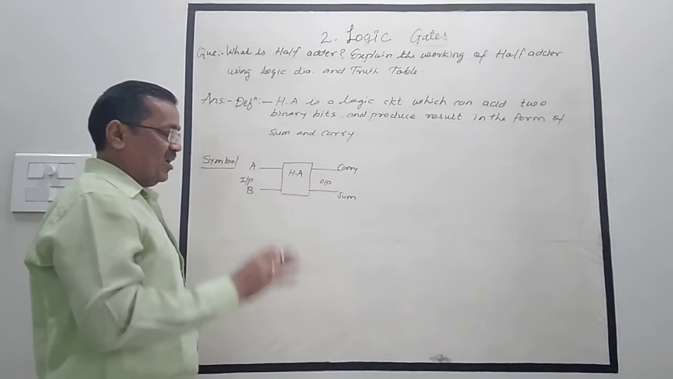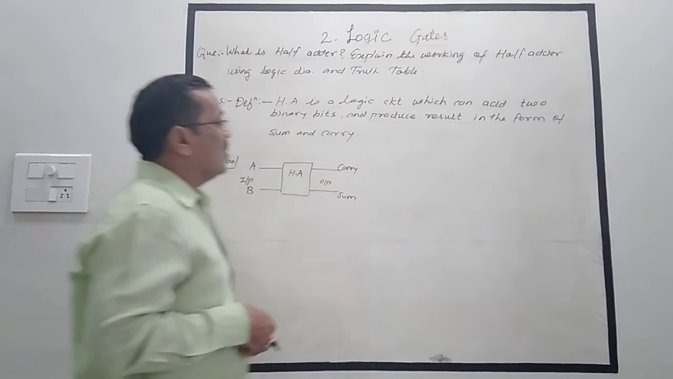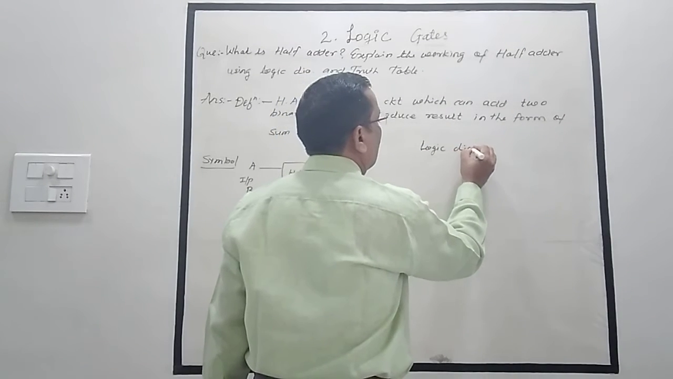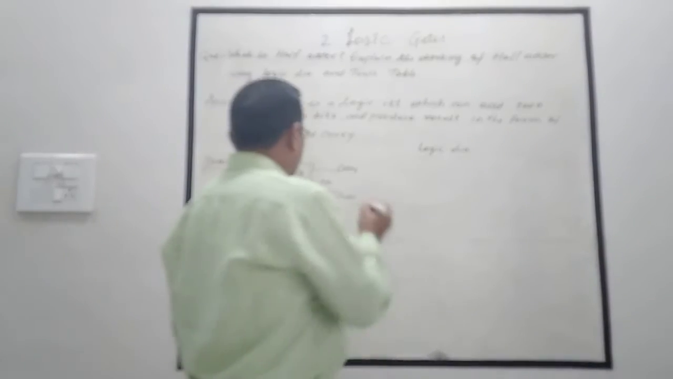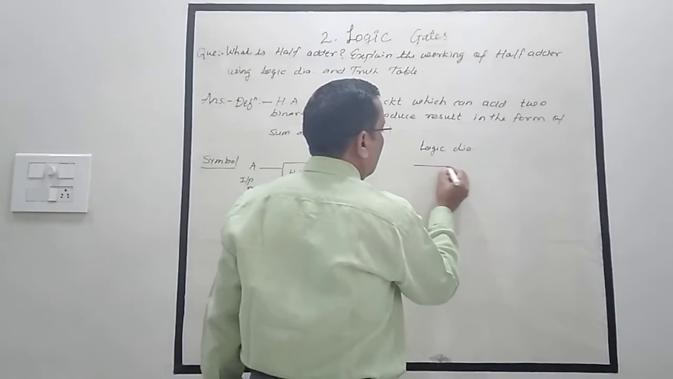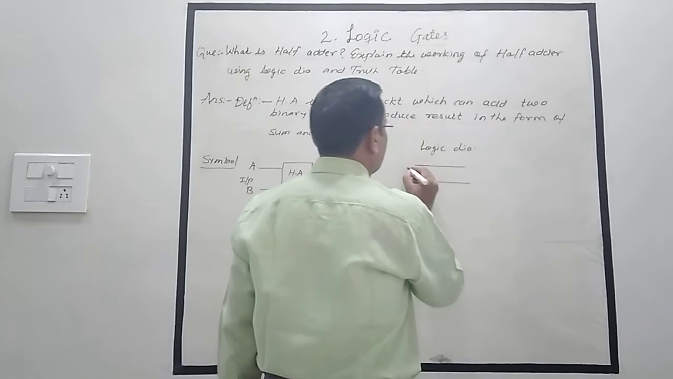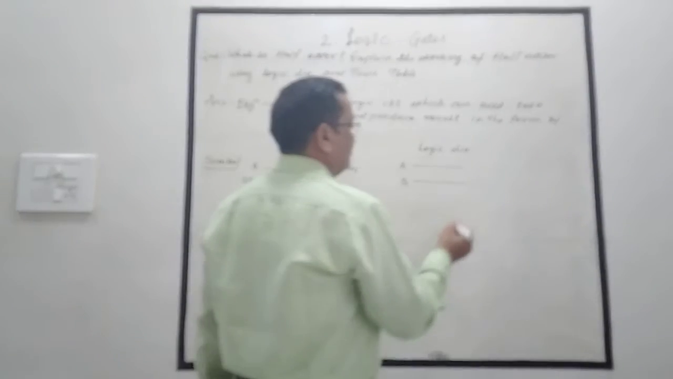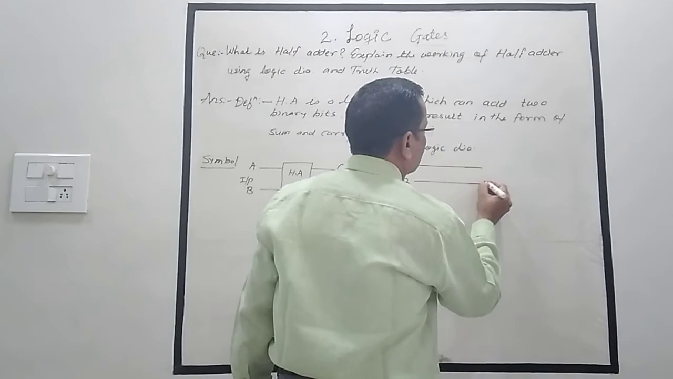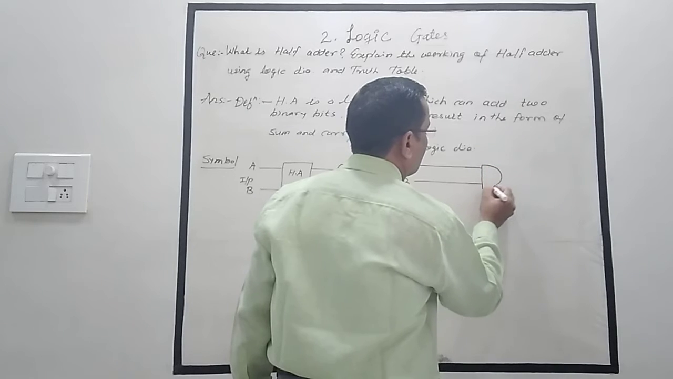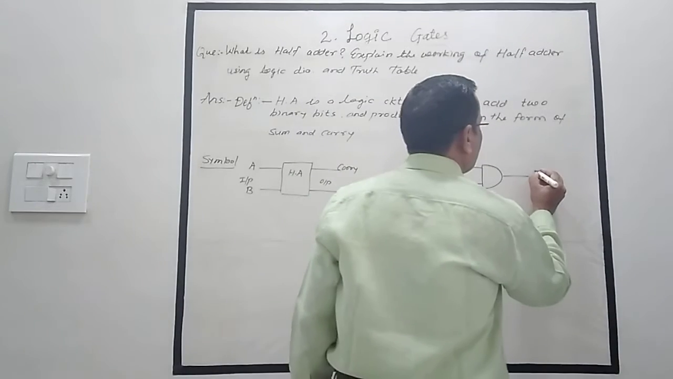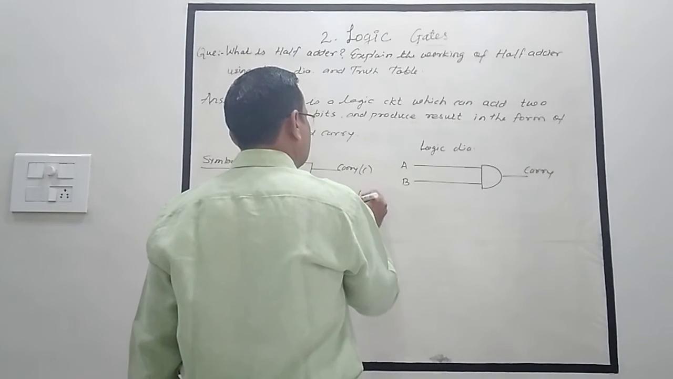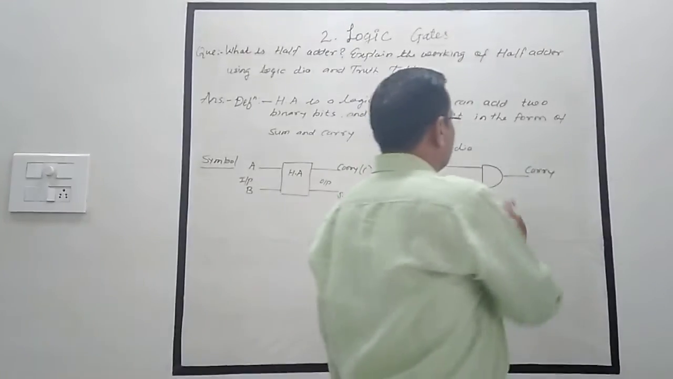Then what is the logic diagram? Logic diagram of half adder. A and B are the two inputs. The outputs are carry, also denoted as C, and sum, denoted as S.